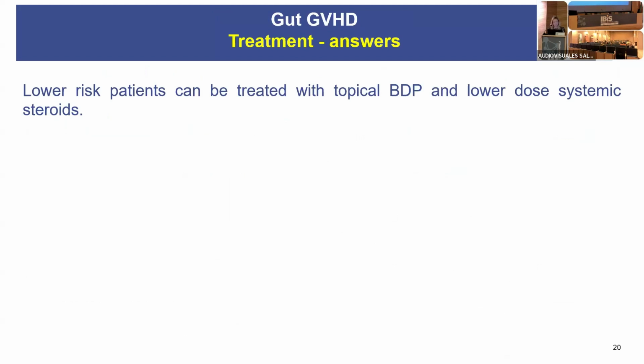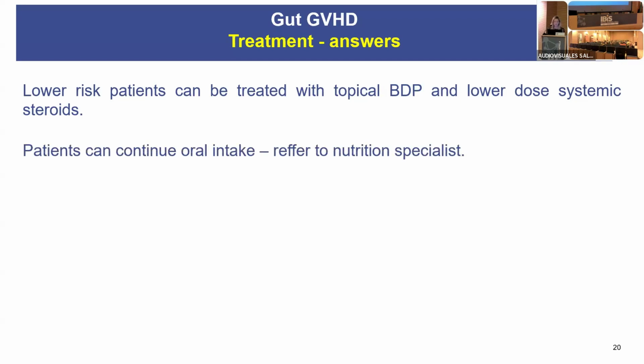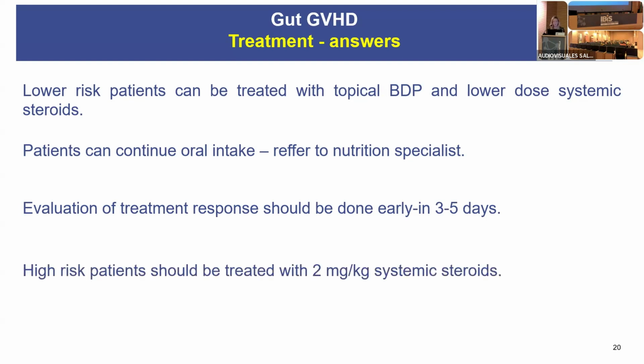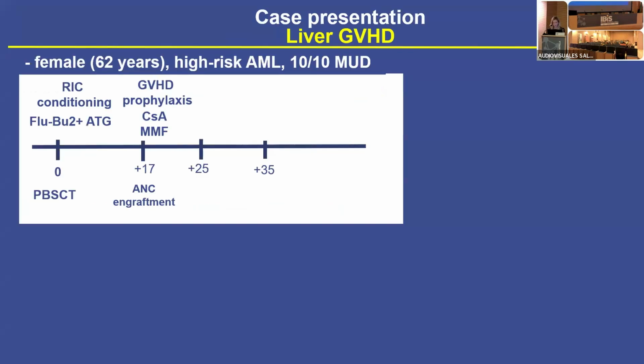To summarize, I think that we can separate lower risk patients with diarrhea from higher risk ones, and these can be treated with lower doses of systemic steroids. We should always include nutrition specialists if we have them, or at least take care of nutrition, not to forget that it is really important. And in those patients, we need to evaluate the treatment response early. I mean, we need to do it in all patients, but in these specifically, in order to increase to 2 milligrams per kilo of systemic steroids if needed.